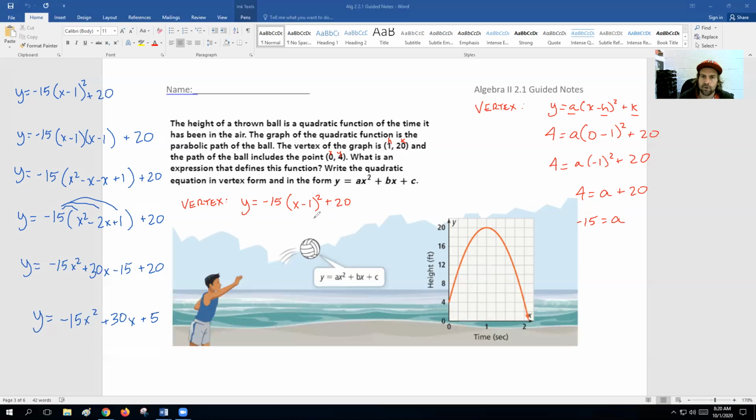This one here is vertex form, which is really easy to graph. This one is our generic quadratic equation, which we'll use later on in this chapter to help us find other key pieces. Okay, so this wraps up the notes.